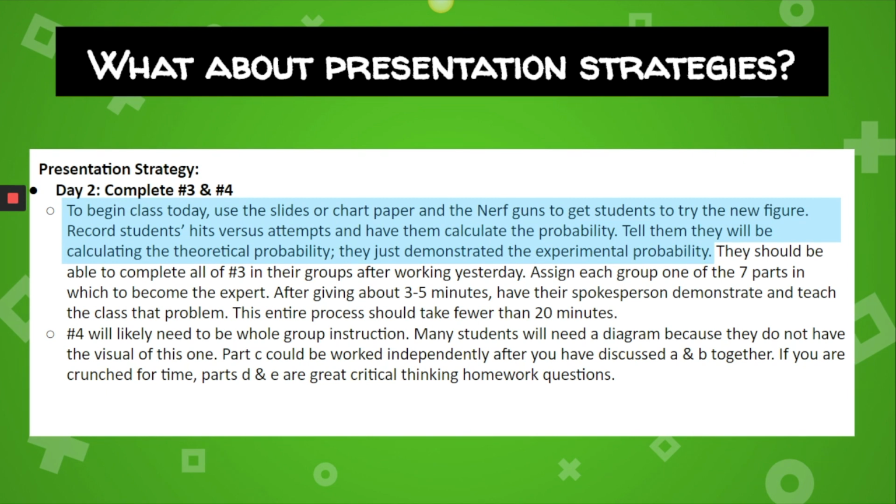So on day 2, whenever you start the lesson, it's very important that you pay attention to this first bullet. To begin class, use the slides or chart paper again and the Nerf guns to get students to try to aim at the new figure. This time you're going to record students' hits versus attempts and have them calculate the probability. Tell them that they will be calculating theoretical probability, but what they just demonstrated is actually experimental probability.